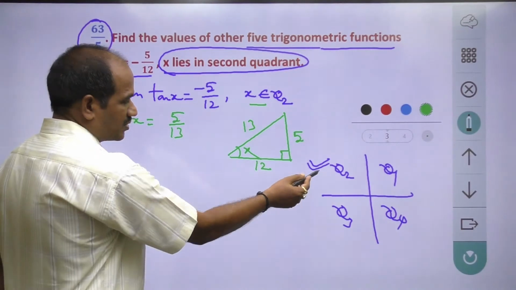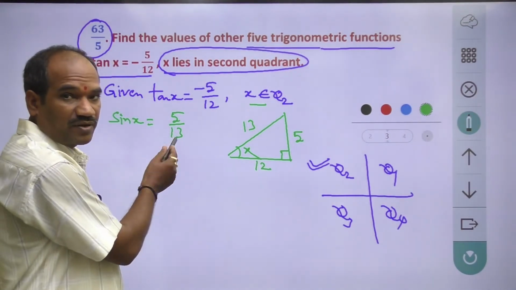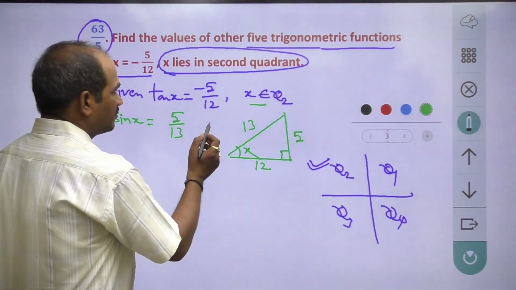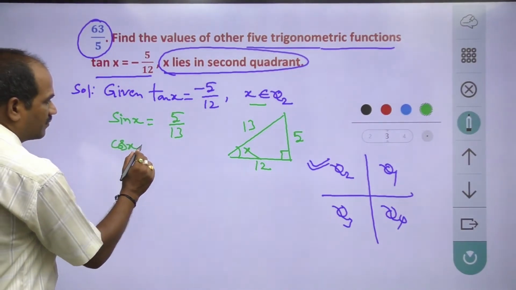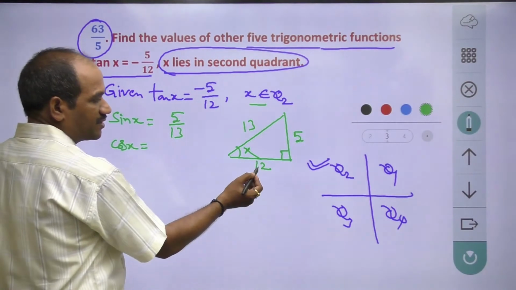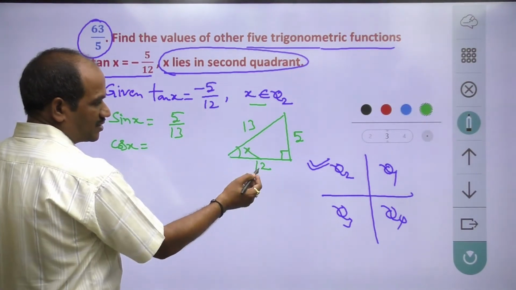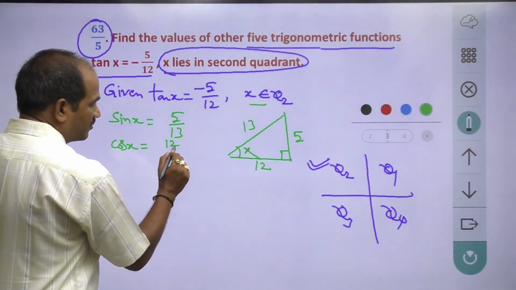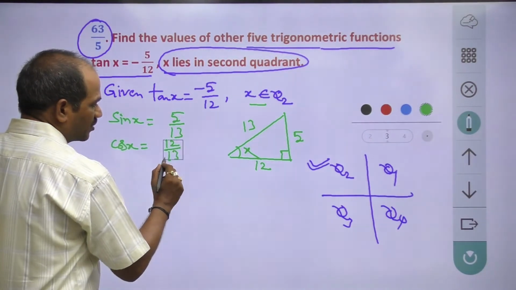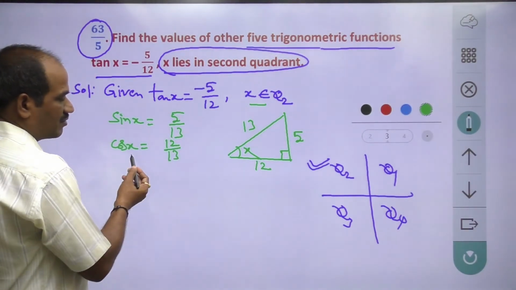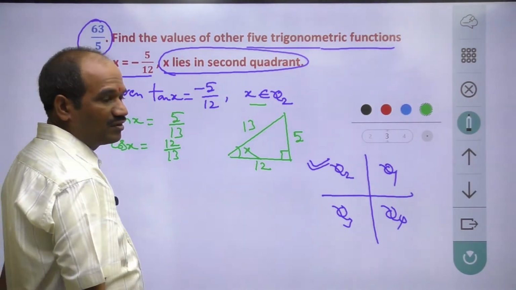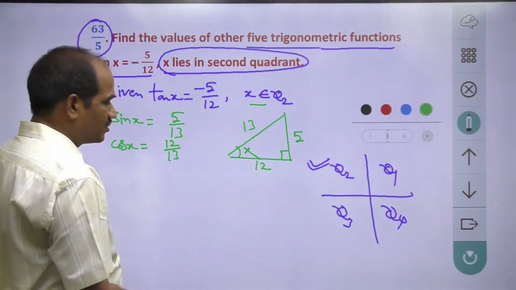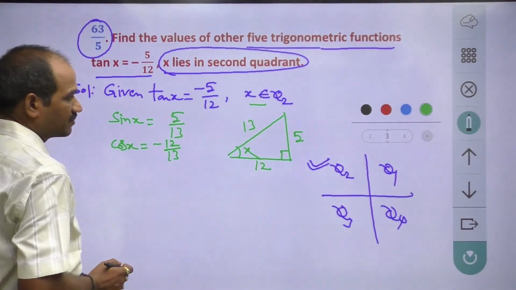Here in the second quadrant sin x is positive. Next, cos x. Here cos of x is equal to adjacent side by hypotenuse. Adjacent side is 12, hypotenuse is 13, so that is 12 by 13. Here x lies in the second quadrant, and in the second quadrant cos x is a negative value, so we take minus.